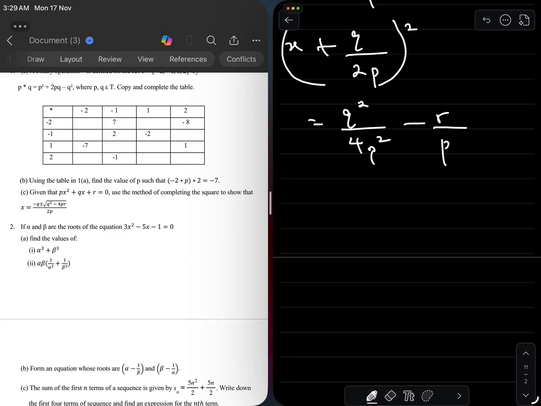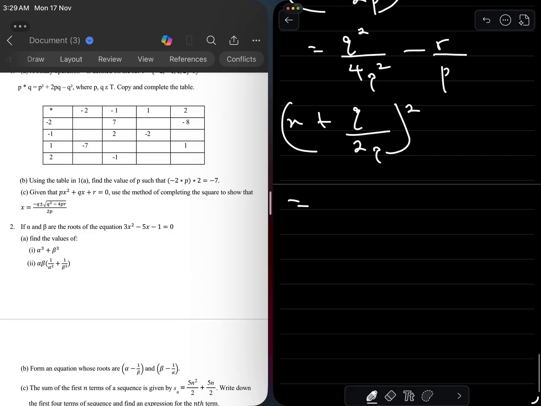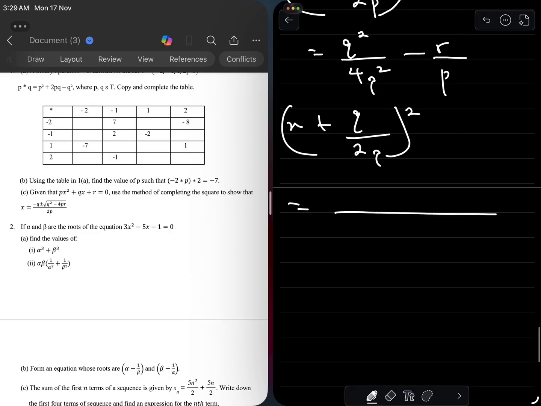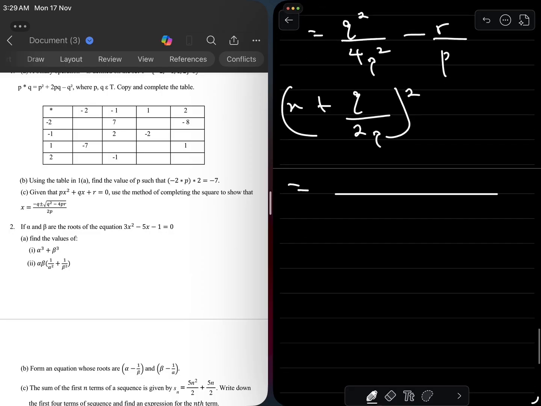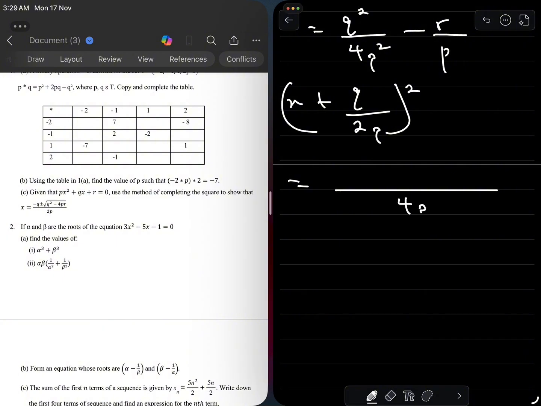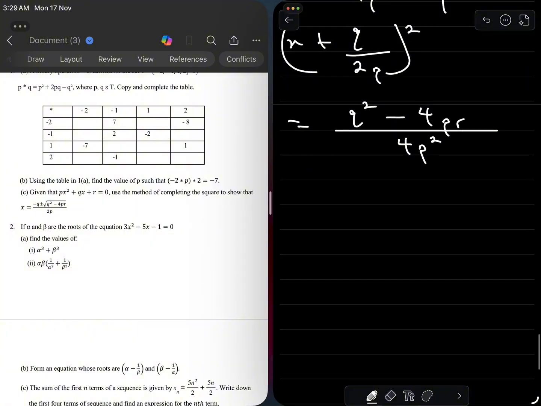So that means x plus q over 2p all squared is equal to, now I can combine what I have. I can merge the fractions on the right hand side. The LCM is 4p squared. 4p squared divided by 4p squared is 1 times q squared. That's q squared minus 4p squared divided by p is 4p times r. That's 4pr. Q squared minus 4pr.